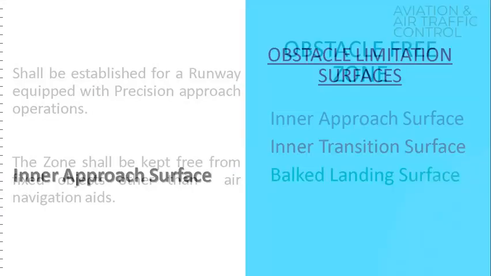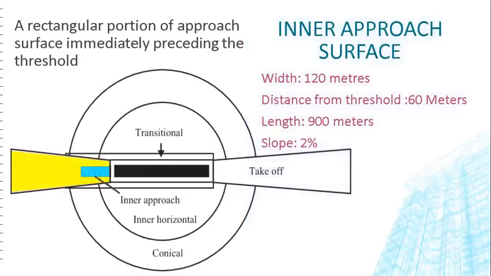Now we will discuss the first one, the inner approach surface. As you can see, it's a rectangular portion of the approach surface, immediately preceding the threshold. The inner approach surface originates from an inner edge of a specified length at the same location as the inner edge for the approach surface, and it extends on two sides parallel to the vertical plane containing the runway's center line to an outer edge located at a specified distance from the inner edge, and this outer edge is parallel to the inner edge. So it's almost like a rectangular portion.